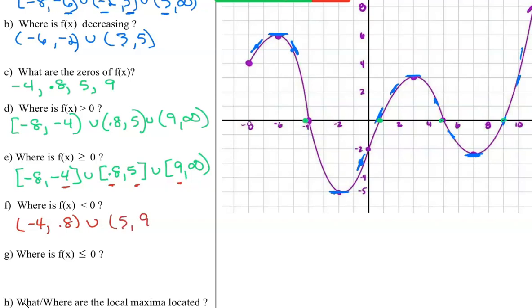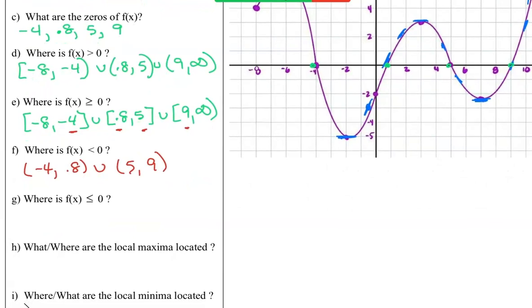5 to 9. Now, here I have less than or equal to 0. You can now change every single paren into a bracket. Isn't that beautiful? Okay, because you can equal the 0, so you can include those roots.